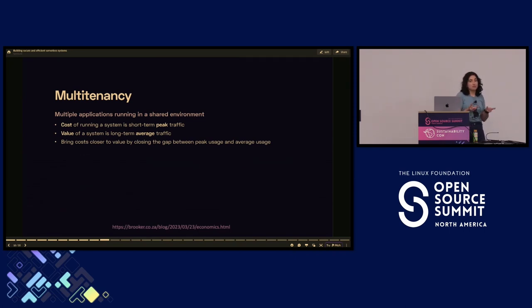So the underlying unit of your serverless application needs to have a strong isolation property context, which we'll talk about a little bit. But when we do know that we can put these applications all together on the same piece of hardware, we can achieve multi-tenancy. And what multi-tenancy is, it's just having multiple applications running in the same environment. And what it does is it brings the cost of a system closer to the value of a system.